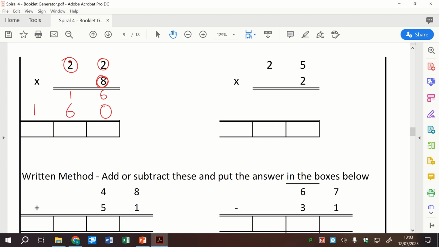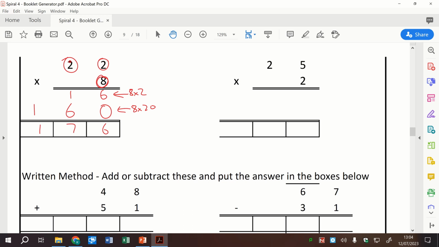We now need to add them up because 8 times 2 is 16. Okay, and then 8 times 20 is 160. So we add them up, 6, 7, 1. Where's that answer? That's the answer, happy days.